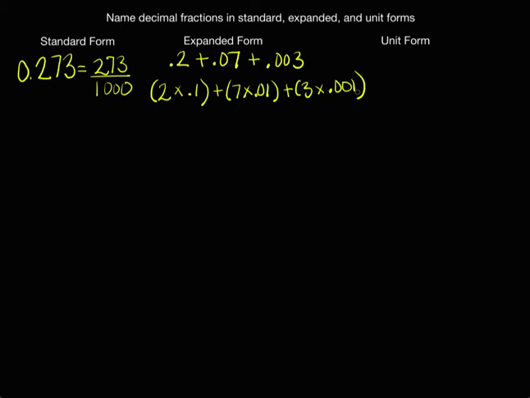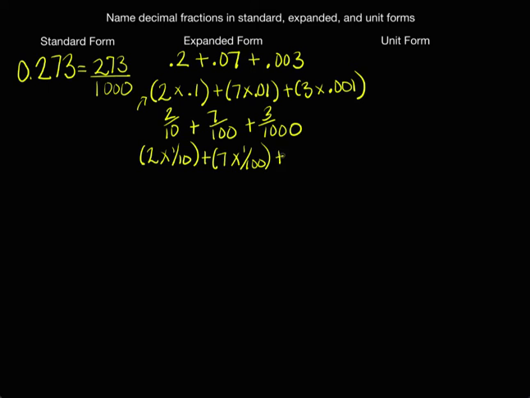Now, I could also do it another way. I could do it with fractions. 2/10 plus 7/100 plus 3/1000. Now, just as we did up here, where we had different number of copies of those, we could do the same thing with the fractions. I have 2 copies of 1/10 plus 7 copies of 100th and 3 copies of 1,000th. All different ways to write this number in expanded form.